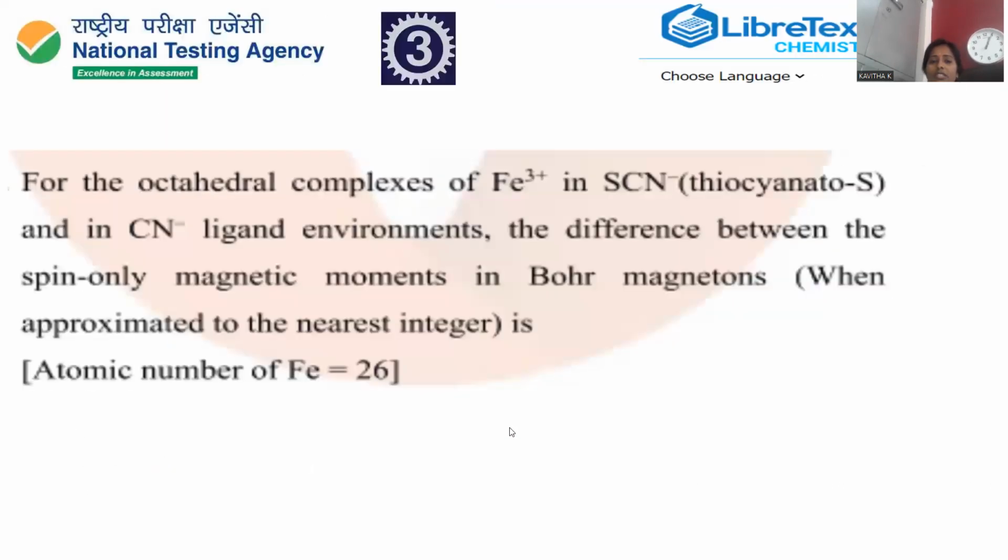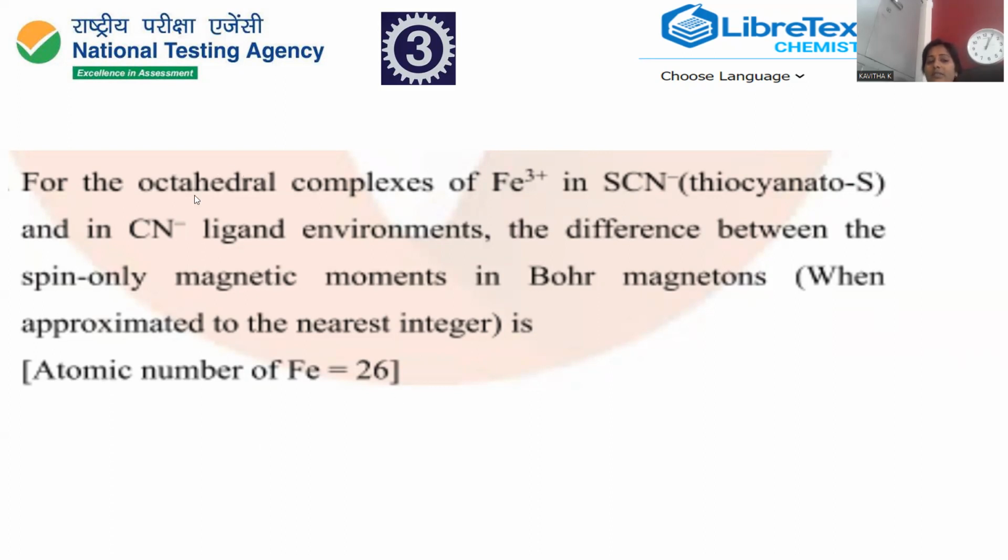Let's move on to question number 3. Question number 3 was collected from the 2015 JEE Advanced Paper 1 question paper, an exam conducted by the National Testing Agency. For the octahedral complexes of Fe3+ in SCN- thiocyanate and CN- ligand environments, the difference between the spin-only magnetic moment in Bohr magnetons, when approximated to the nearest integer, is asked. The atomic number of iron is 26. Let me repeat the question.